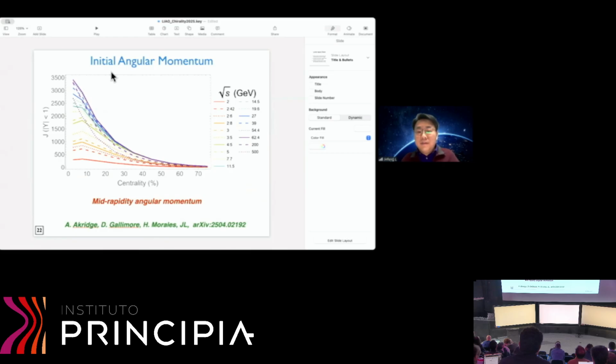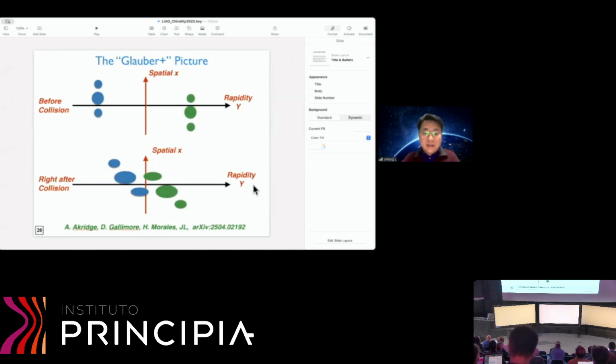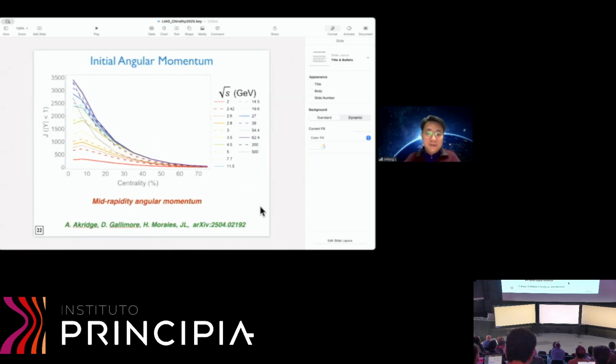This is what is interesting to us. For example, you can count how much angular momentum is stopped in the middle rapidity region. What it means is that after you get this picture, you count how many nucleons are stopped in the middle, and then you compute their contribution to the angular momentum. So that's what we get. You can see we did calculations from as low as 2 GeV to as high as 500 GeV. It's actually not monotonic. It goes up and then comes back down.